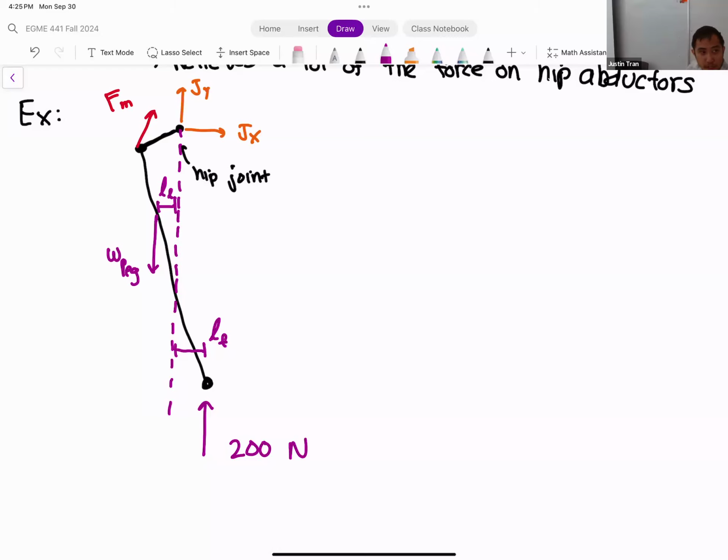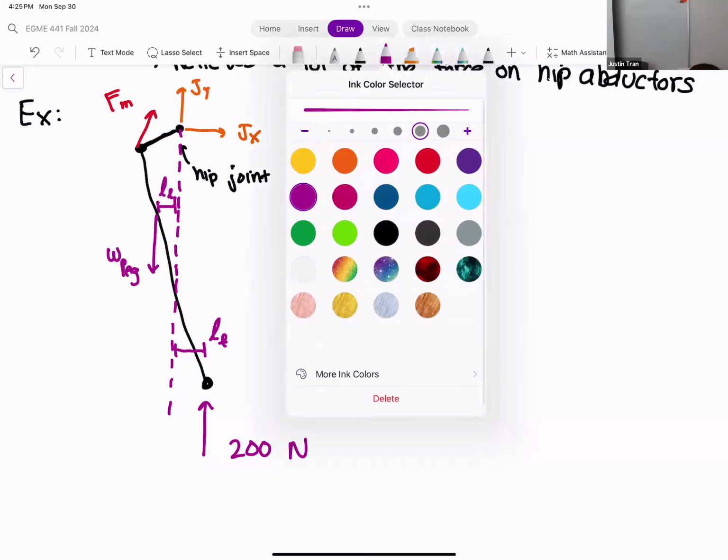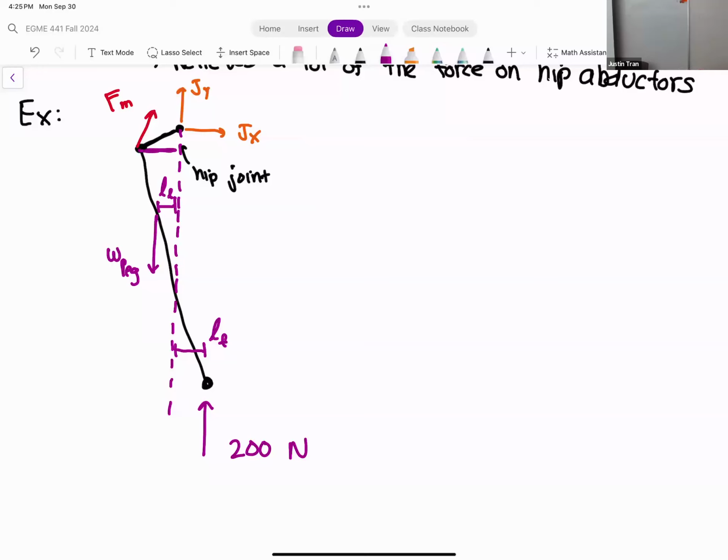And so we have a few dimensions here at the top too, because we need to know the moment arm for the muscle force. So I'm going to break this down into two directions here. That horizontal distance between where the muscle force acts and that dotted line, I'm going to call this LM. And then that vertical distance is going to be HM.